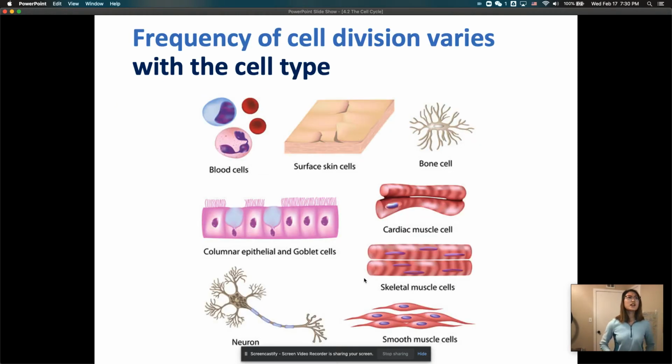All right, moving on. We have what I just said, right? Frequency of cell divisions varies depending on the cell's type, right? So we got different types of cells.